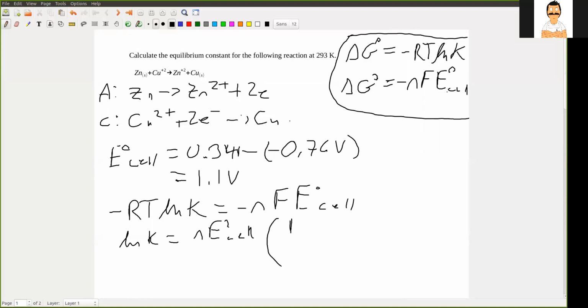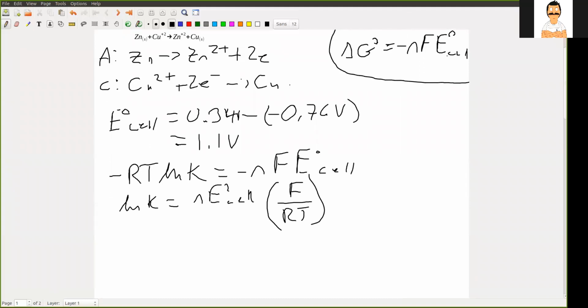times F over RT. Now I'm putting F over RT in a separate spot because if you are dealing with this at 293 K, which we are, and because this is dealing with species at equilibrium, you have to look up the E cell at 293 K. So we can treat this whole thing in parentheses as a constant. So we can rewrite this as n E cell over 0.0257 volts.